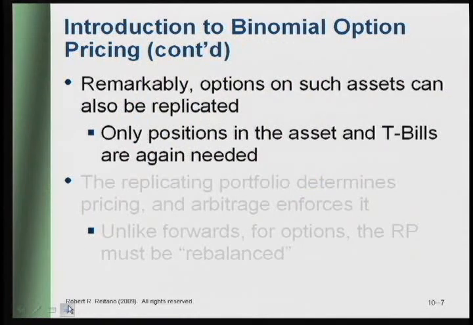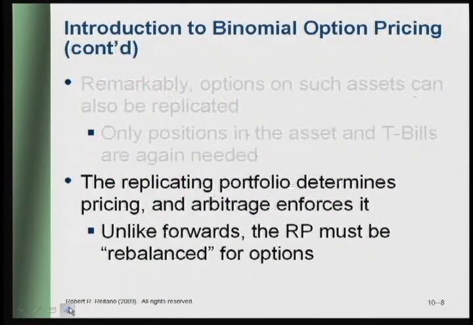The remarkable thing about option pricing is that options, although much more complicated than forwards, are also assets that can be replicated. And again, just like a forward contract, an option can be replicated by a portfolio that only uses the asset, the underlying asset, and a T-bill position. Just like forward pricing, if you can replicate an option, the price of the replicating portfolio must be the price of the option. So replication determines the price of options.